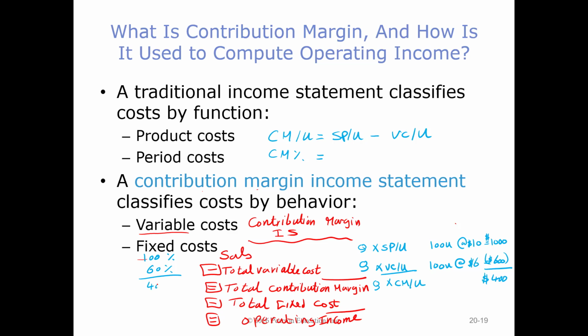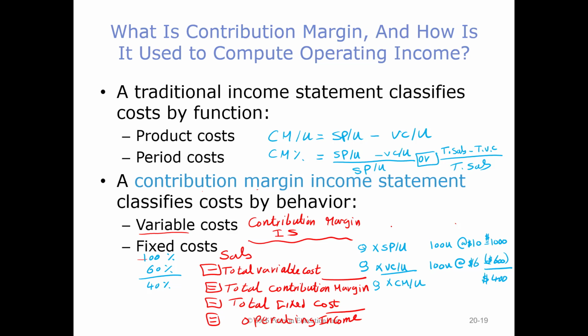Then the contribution margin will be representing 40%. How did I do that? In two ways. I can do it like that: selling price per unit minus variable cost per unit over selling price per unit. Or I can do it in total: total sales minus total variable cost over total sales again.